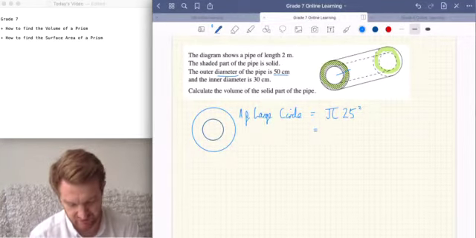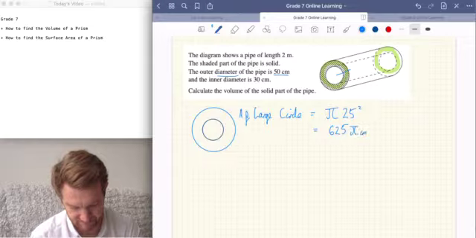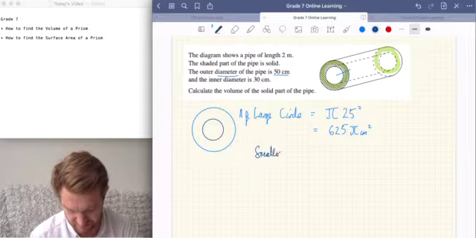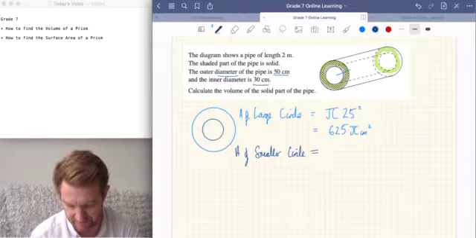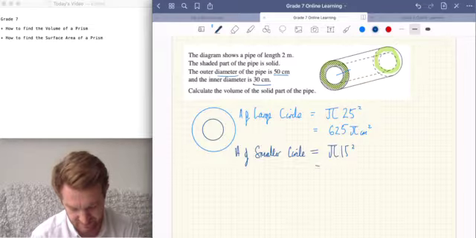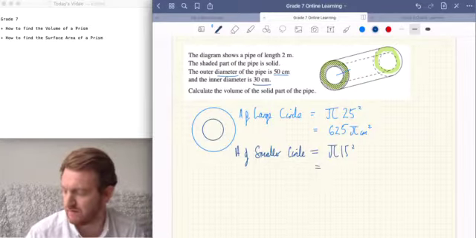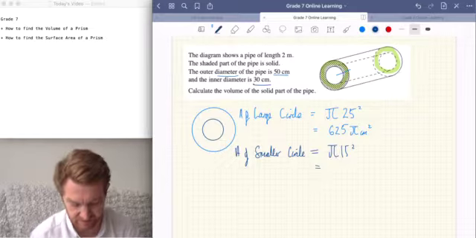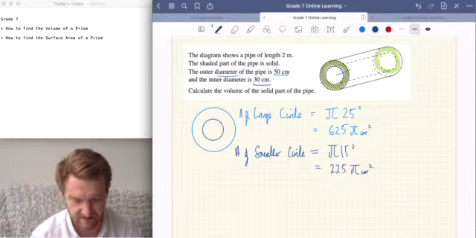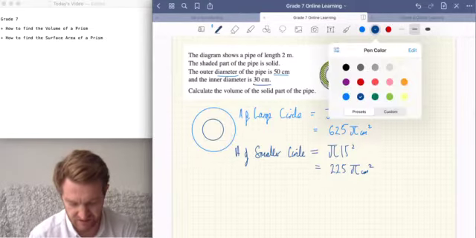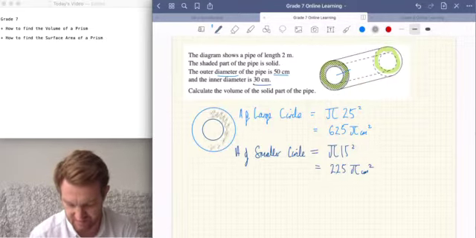And that gives you 625 pi centimeters squared. The smaller circle, or the inner circle, is going to be half of 30, so it's going to be 15, so it's going to be pi 15 squared, which is 225. I'm worried now that I don't know about the square numbers, but I do. 225 pi centimeters squared. And therefore the shaded part, the grey shaded bit, that's this bit here.